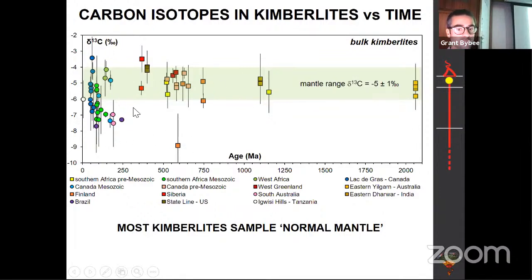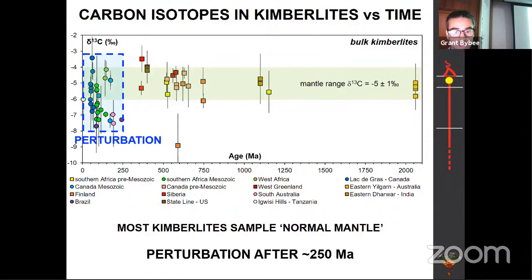Kimberlites younger than 250 million years show a very different distribution, where at least 1/3 of the samples are clearly resolved from the mantle range. So this is what I call a perturbation of the source of kimberlites by isotopically light organic carbon. Now we need to figure out, first of all, what is the source of this organic carbon, and secondly, why we see this perturbation only after 250 million years.